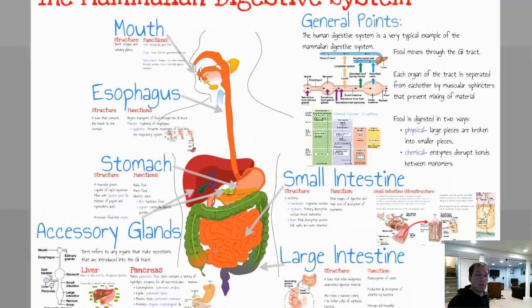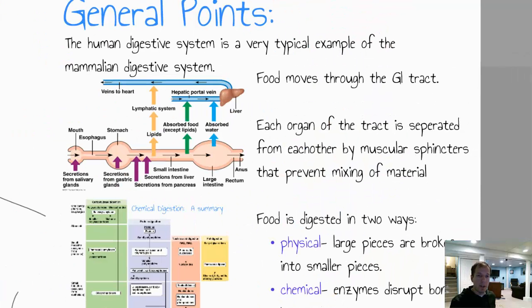Okay, that brings us then to the digestive system as a whole. And so here you can see the different parts: mouth, esophagus, stomach, accessory glands we'll talk about a little bit, and then the small and large intestine. Starting first with just some general points.